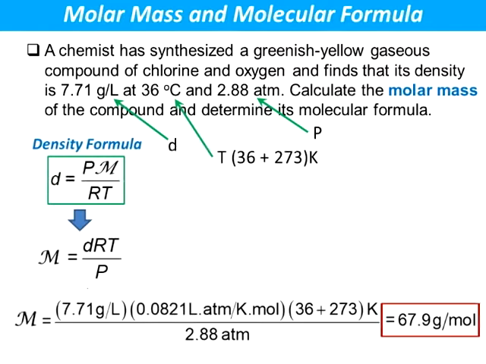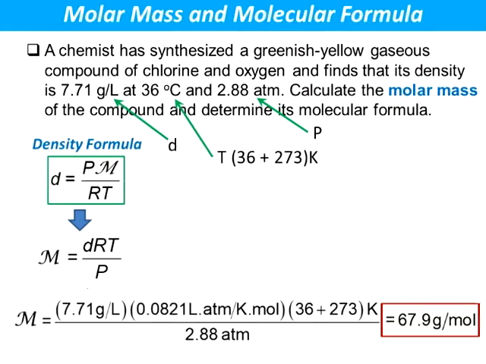So we will approach this in steps. First, we mark up our problem and we note that we have density, we have temperature, which we've converted to K, and we have pressure. Therefore, we can use the density formula, which states that density equals pressure times molar mass divided by RT. And since we're interested in molar mass, we rearrange the equation to show that density times the universal gas constant times temperature divided by P will give you the molar mass.